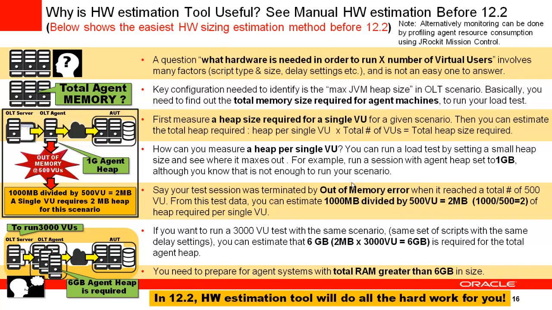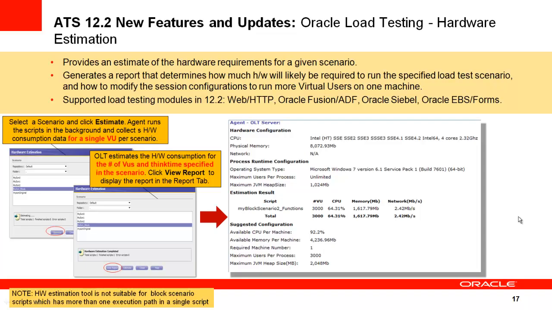In 12.2, you don't have to do this manual work anymore. The hardware estimation tool will do this for you without running a real load test in OLT. Now we are back at the hardware estimation tool. What you can do is pick a specific load test scenario, and the tool will estimate the hardware required for that scenario for you. It gives you a report that tells you how much resource the load test could consume and suggests how to set the proper configurations.